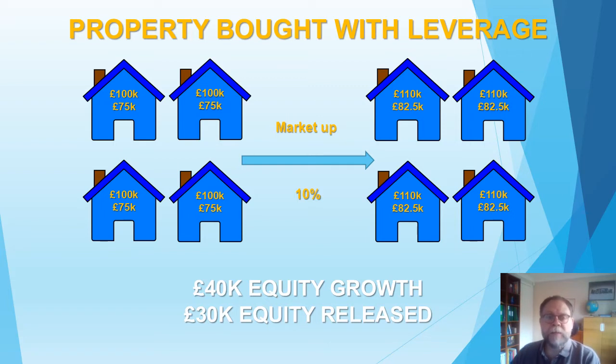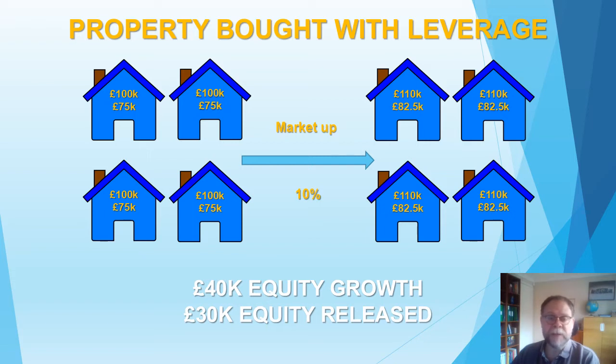When we see the same 10% market increase, we have 4 houses going up in value instead of just one. Now, each one is now worth £110,000, and we can see there's £40,000 worth of equity growth, even though the market increased only by the same 10%. Now we can go back to the bank, and provided we've increased our rents by between 3 and 5% each year, we can say, please can I borrow 75% of the new value.